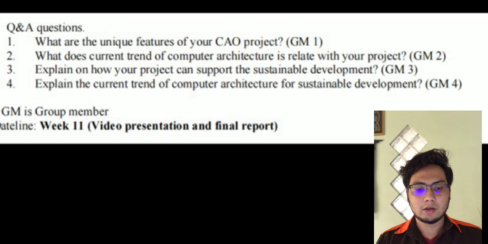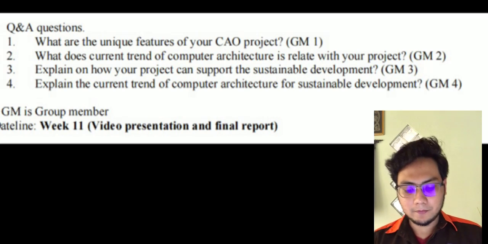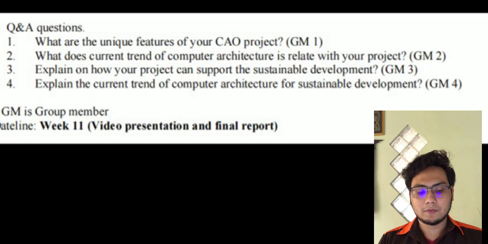The Q&A, the first question: what are the unique features of your CO project? Okay, the CO project gives our group more information on how the memory cache saves information, so we can get it by the type, the first word, to get the information. So it is very clear, very easy for people to get the information fast.